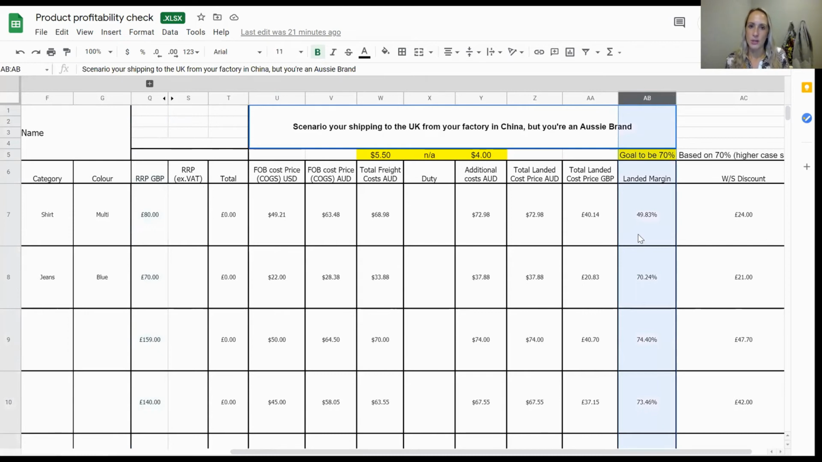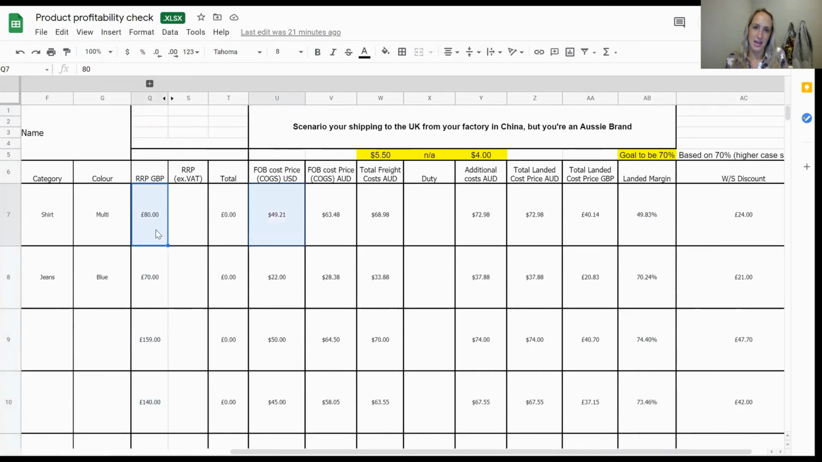So this is the only way to accurately check: is that cost of goods a fair price based on your proposed sell price? In this scenario the sell price is 80, your cost of goods is 49. Is that actually a fair sell price? So let's say if you still think it's a fair sell price, then do you need to increase your retail price to make a better margin?